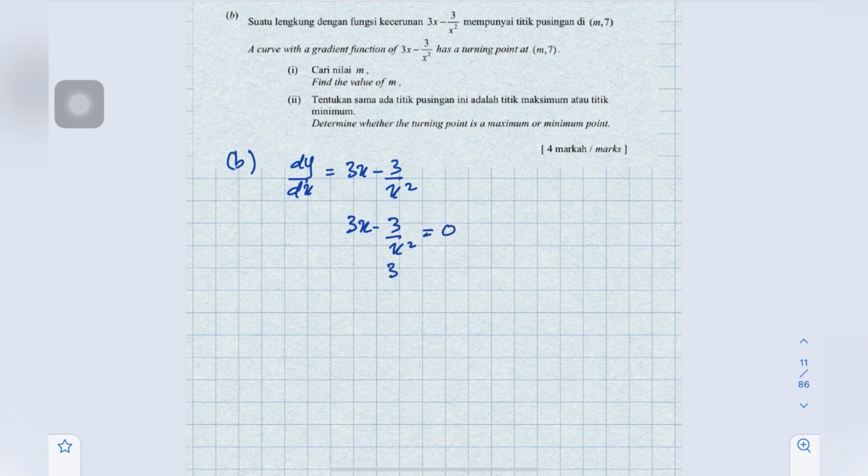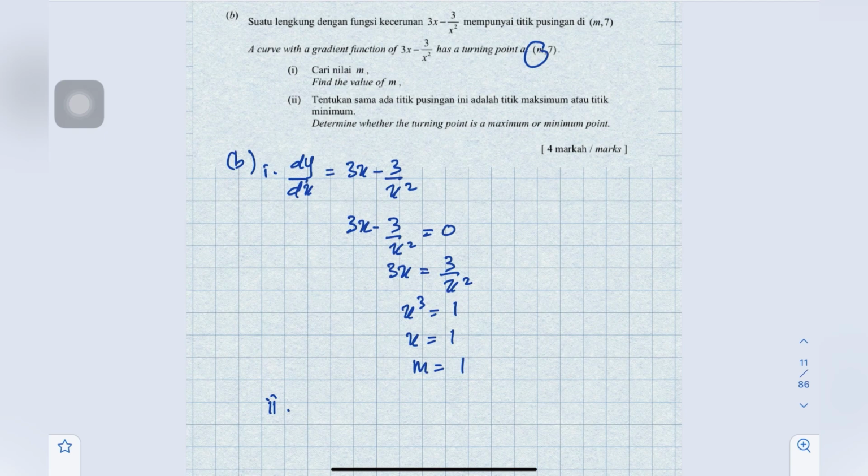Kita boleh carilah. 3x equals 3 over x squared. So x cubed equals 3 over 3, which is 1. So then x equals 1. Okay, so coordinate x is m. So then m equals 1. Okay, so Roman 2. Determine whether the turning point is a maximum or minimum point.